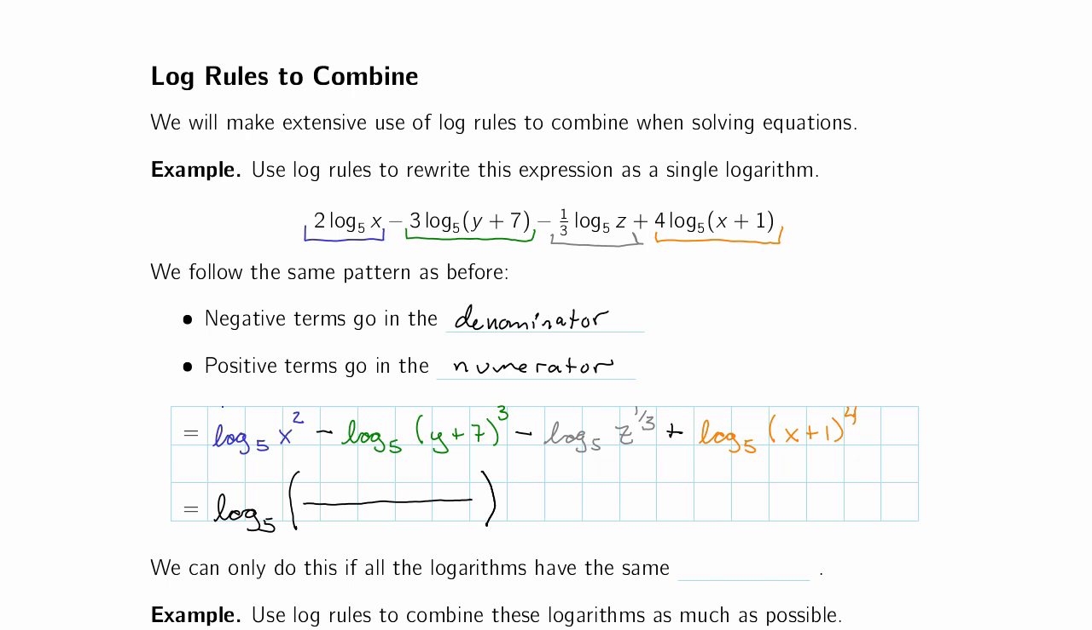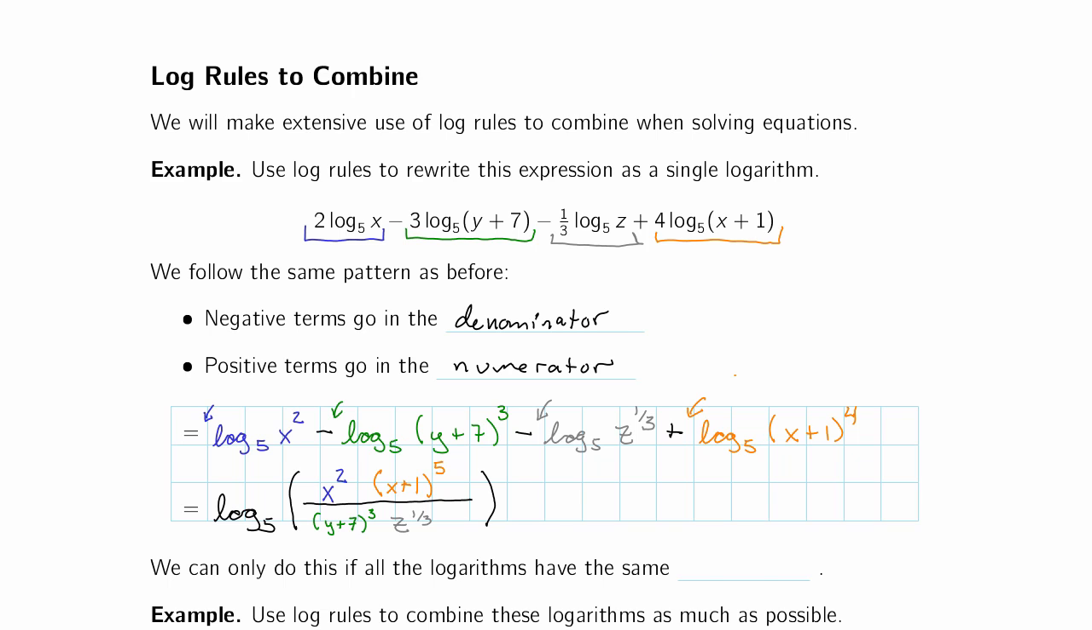So this is positive. We'll have an x squared in the numerator. This is negative. We'll have a y plus 7 to the 3rd in the denominator. This is negative. We'll have a z to the 1/3 in the denominator. And then this is positive. We'll have an x plus 1 to the 4th in the numerator. So negative terms give factors in the denominator. Positive terms give factors in the numerator. And that's all there is to it.